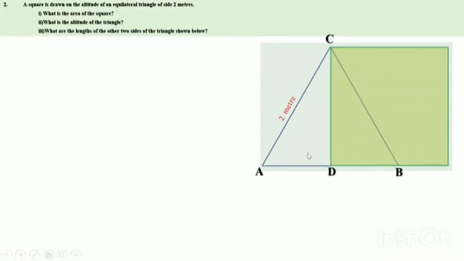Now, we know CD bisects AB and the length of AB is 2 meters. Therefore, AD is 1 meter and BD is also 1 meter. Now, look at triangle ADC. It's a right angle triangle because this angle is 90 degrees. We know AC is 2 meters and AD is 1 meter, and altitude square is equal to hypotenuse square minus base square, or CD square equals AC square minus AD square, or we can say CD equals root of AC square minus AD square.